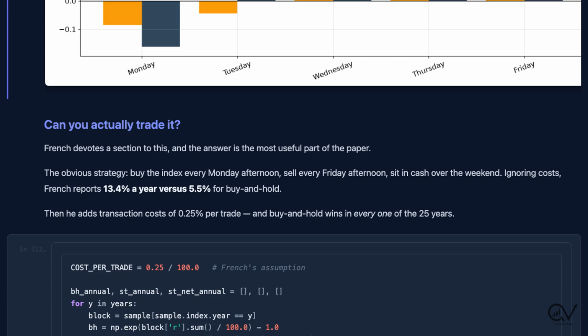The obvious strategy is to buy the index every Monday afternoon, sell every Friday afternoon, and sit in cash over the weekend, skipping the bad day entirely. Ignoring costs, French reports 13.4% a year against 5.5% for buy and hold. That looks like free money. Then he adds transaction costs of 0.25% per trade, and watch what happens.